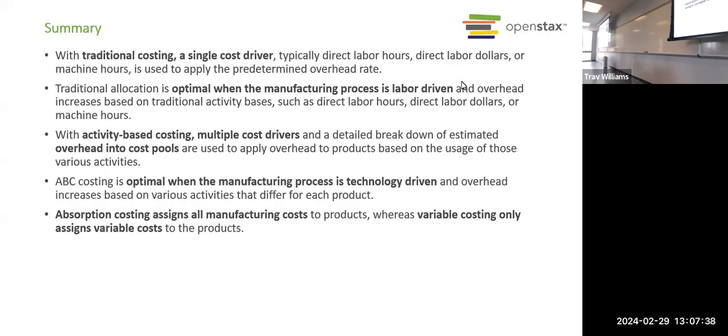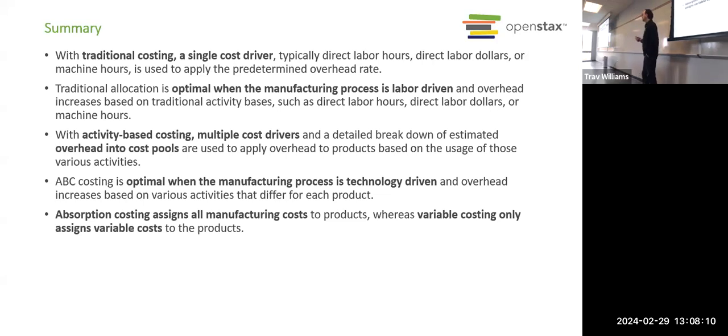Just to review what we have learned in this chapter. All right, so we already knew traditional costing, and now we've learned activity-based costing, right? And these are two different ways of figuring out overhead costs, right? They don't change your material costs, they don't change your labor costs, they're just two different ways of applying overhead.